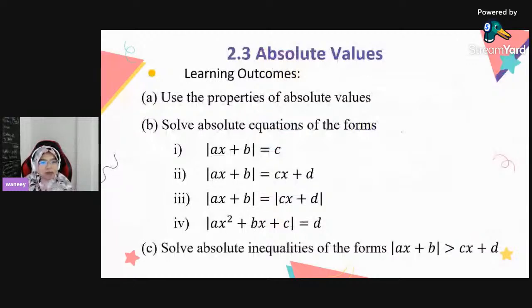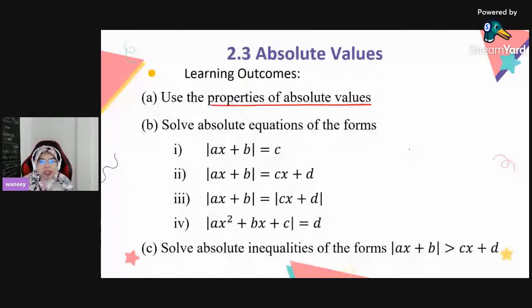Okay, so the learning outcome for today, so basically we have 3 learning outcomes. The first one, you should be able to use the properties of absolute value. So we should be able to see what are the properties of absolute value and then solve absolute value of the form. So we either have absolute value of ax plus b equal to c, absolute value of ax plus b equal to cx plus d, absolute value of ax plus b equal to absolute value of cx plus d, and then absolute value of ax squared plus bx plus c equal to d.